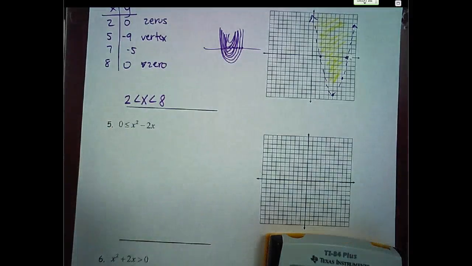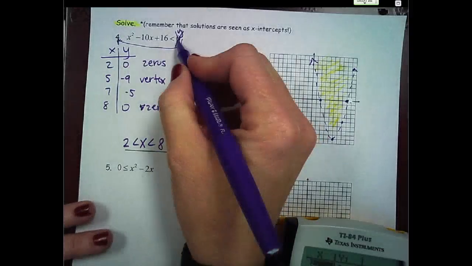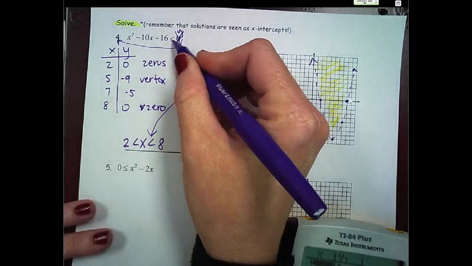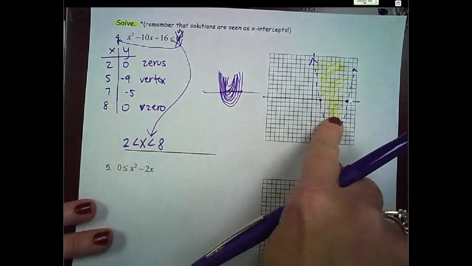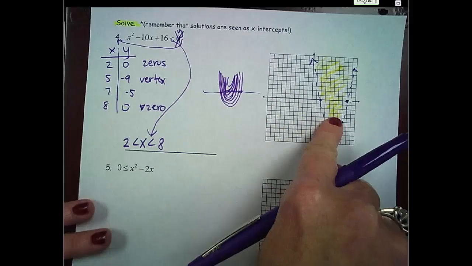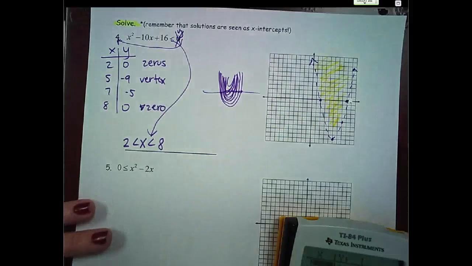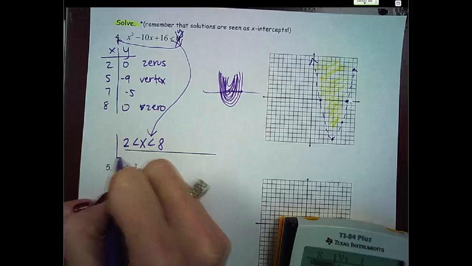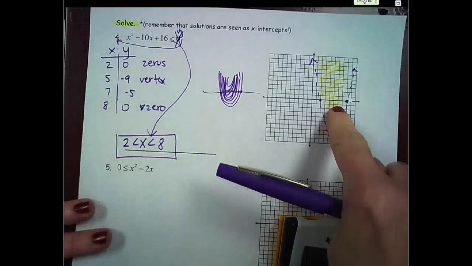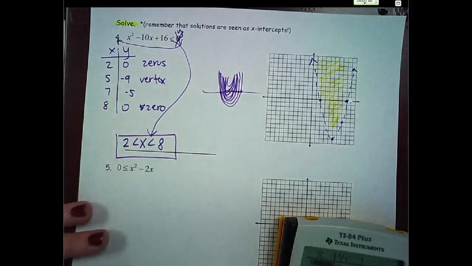Now, I'm only using less than signs, not less than or equal to, because look up here at this. This is only a less than sign. It's a dashed line, so 2 and 8 don't actually work, right? Or anything between 2 and 8. So it looks like this. This is your actual solution. This is the graph, and this is the answer. Okay, let's do number 5.